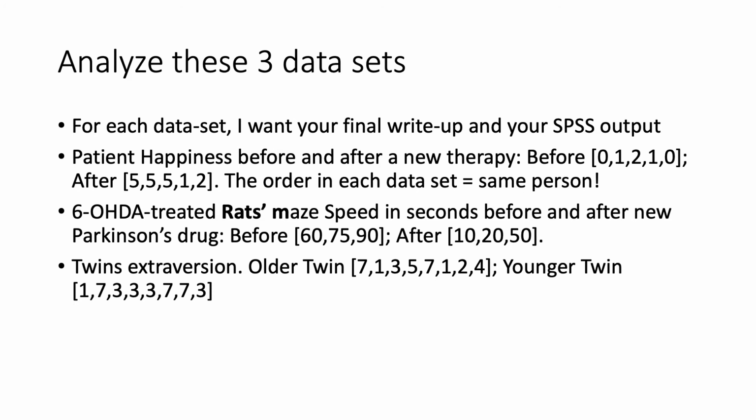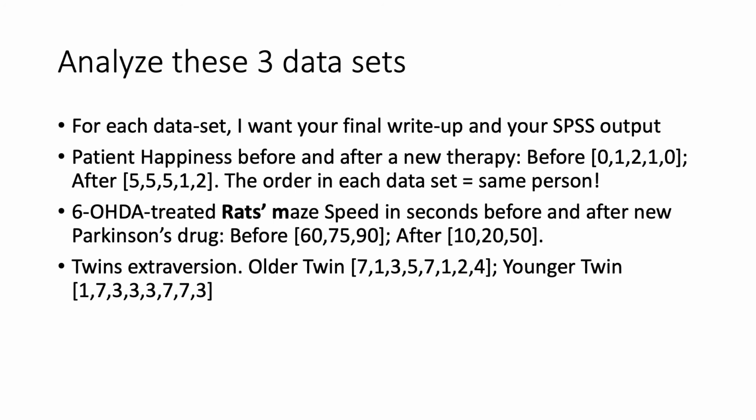So you want to analyze these 3 data sets. For each data set, I want your final write-up and your SPSS output. Patient happiness before and after new therapy. What do we expect? We expect that patients are happier after a new therapy than before. The order of numbers in this data set equals the same person. So the first observation in the first data set is the same person as the first observation in the second data set. Participant 2 is the second observation, participant 3, 4, and 5.